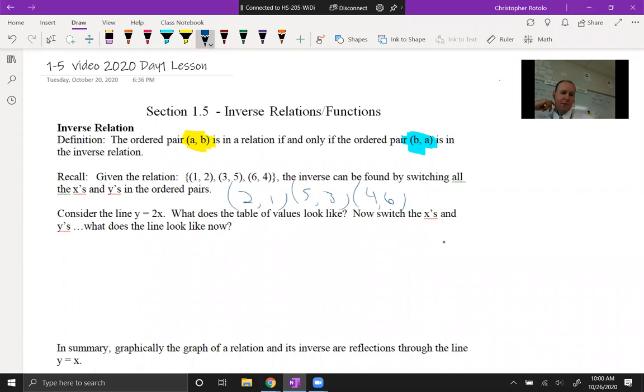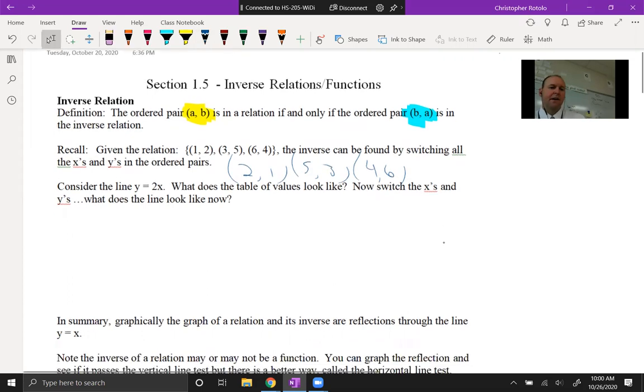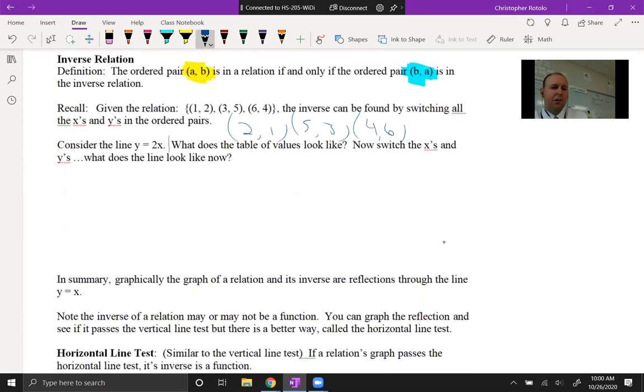Okay, consider the line y equals 2x. What does the table of values look like? Now switch the x's and y's. What does the line look like now? Okay, so let's start with what it looks like, then we'll make a table.